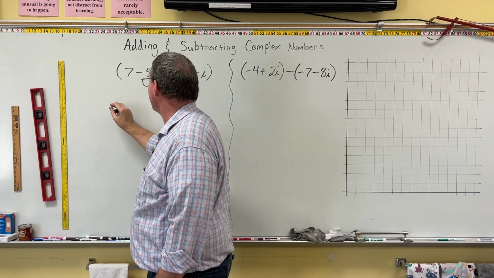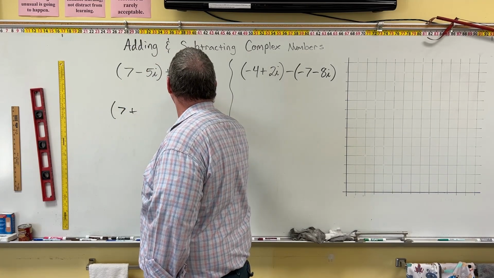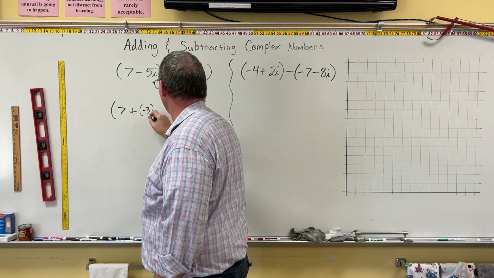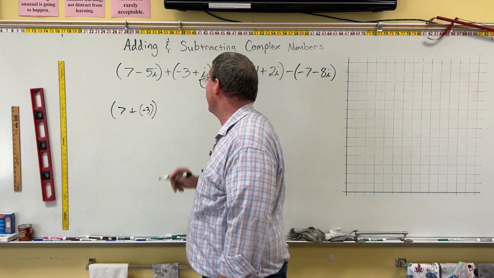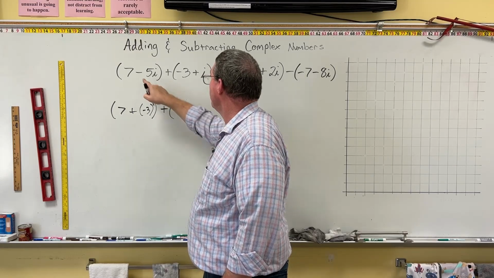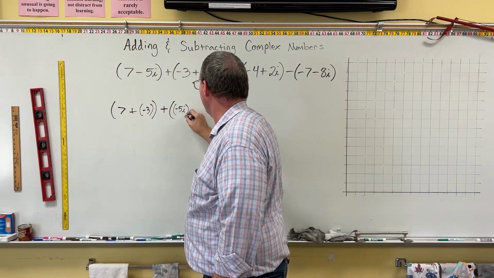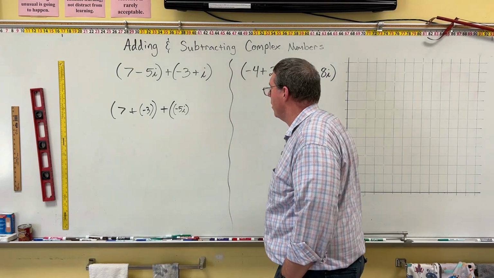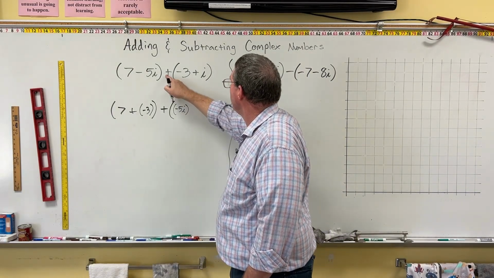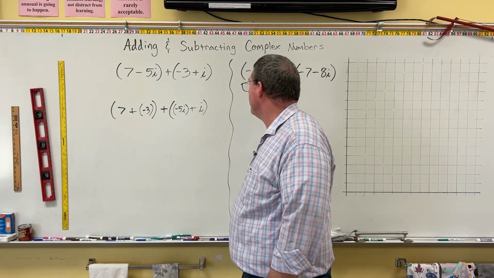I'm going to put a parenthesis, and I'm going to do 7 plus negative 3. I'm going to put the negative 3 in parentheses. There we go. So 7 plus negative 3. Then I'm going to put a plus in between. Then I'm going to do negative 5i, and put that in parentheses. I like putting negatives in parentheses. It helps separate, right? Plus i. And now we're going to do these pieces separately.